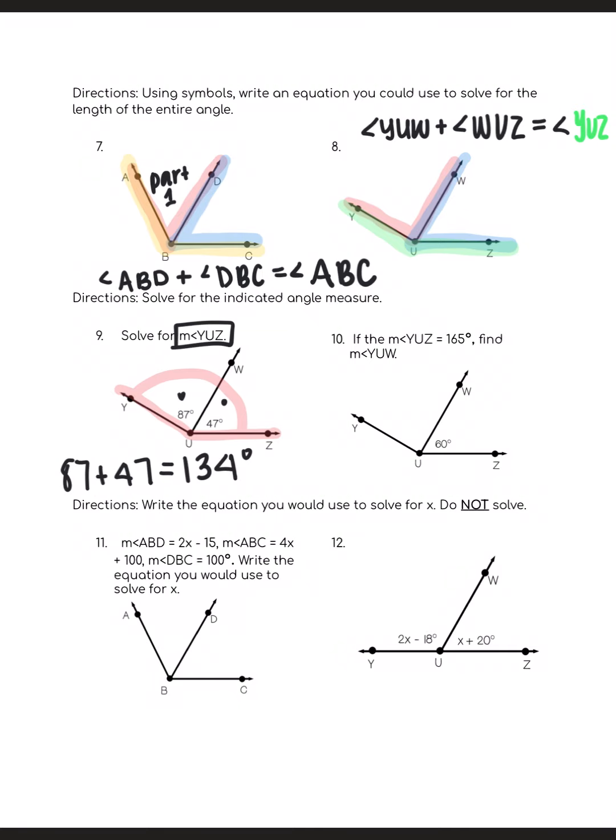For the second example, it starts with giving you this information. YUZ is 165. YUZ is the entire angle. So this whole angle is 165 degrees. And then it says find the measure of YUW, which is just this piece here. So if the whole thing is 165, we're going to take that. We're going to subtract out this part, which is 60 degrees, which leaves us with 105 for YUW.